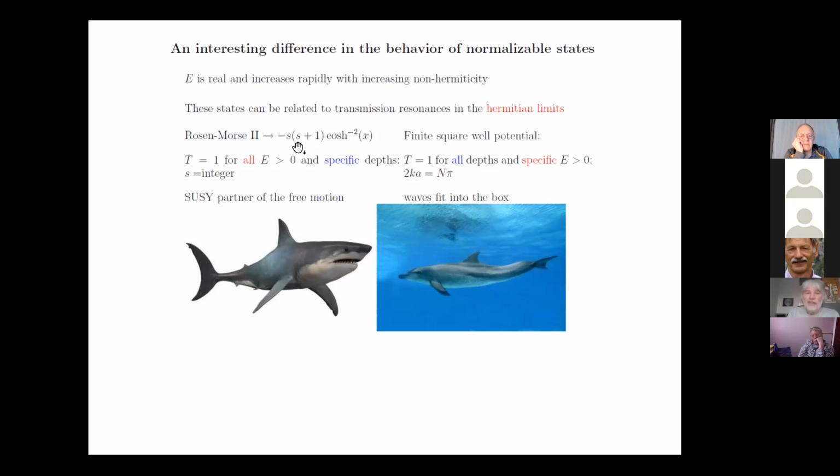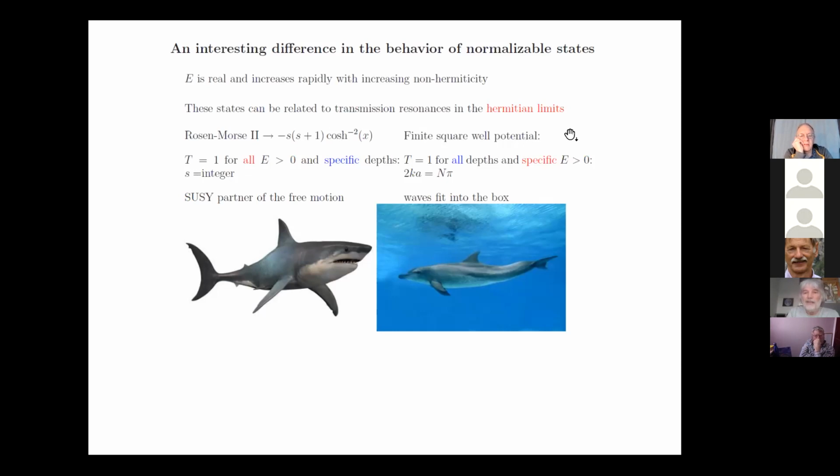And this comes at specific depths, when S times S plus 1 is the parameter of the coefficient of the real potential component. If S is a positive integer, then you have this situation. And this can be explained very nicely in terms of supersymmetric quantum mechanics, because this potential is the supersymmetric partner of the free motion. So the free motion is transparent, and transparency is inherited by this potential at specific potential depths.